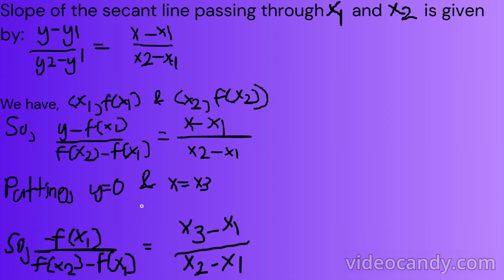Okay, the slope of the secant line passing through x1 and x2 is given by this equation, using x1, f1 and x2, f2.